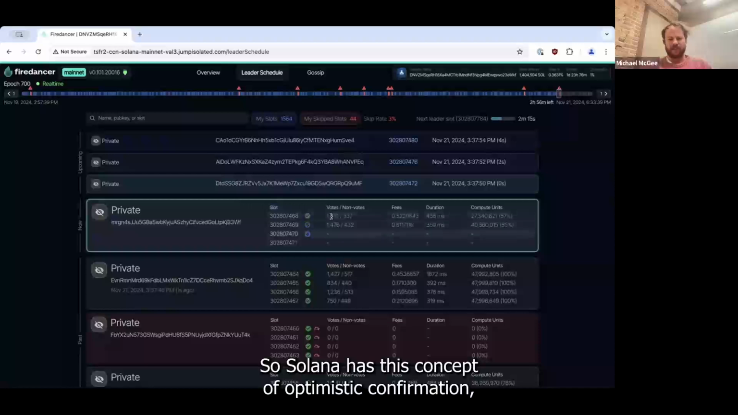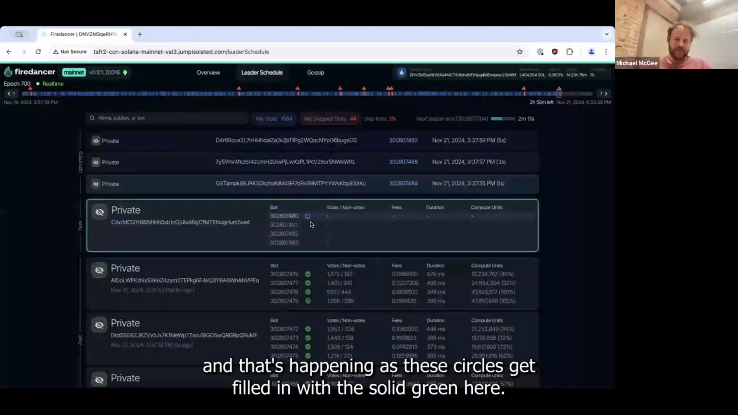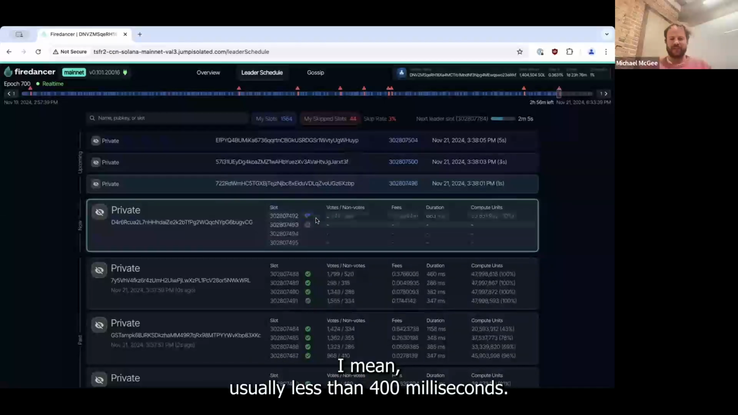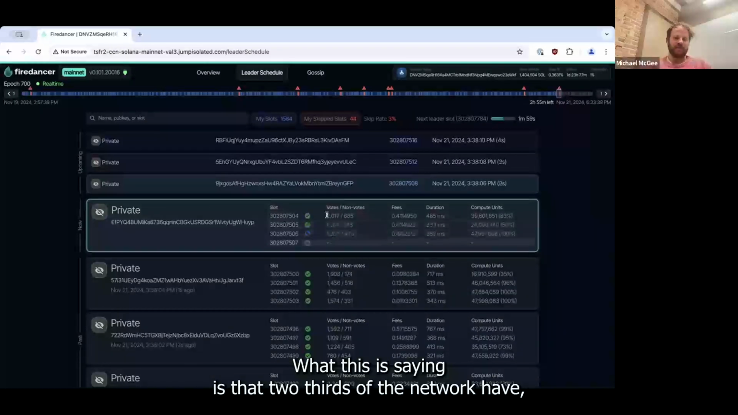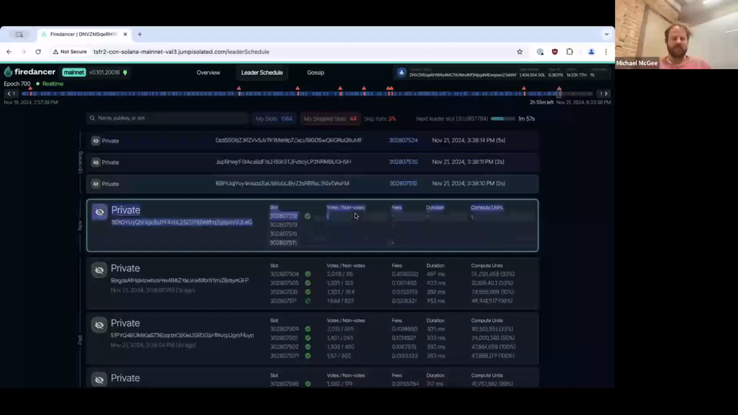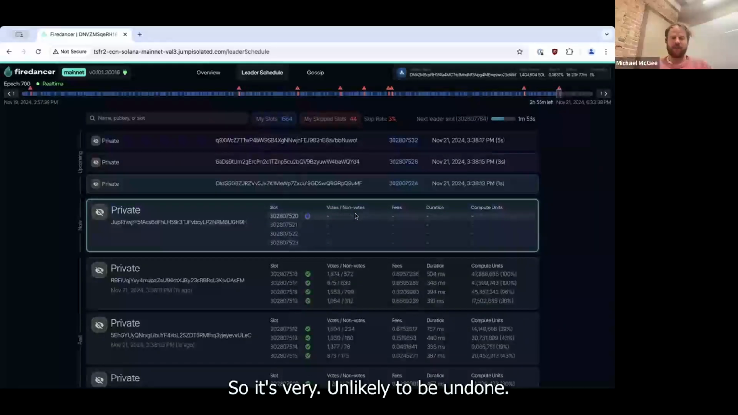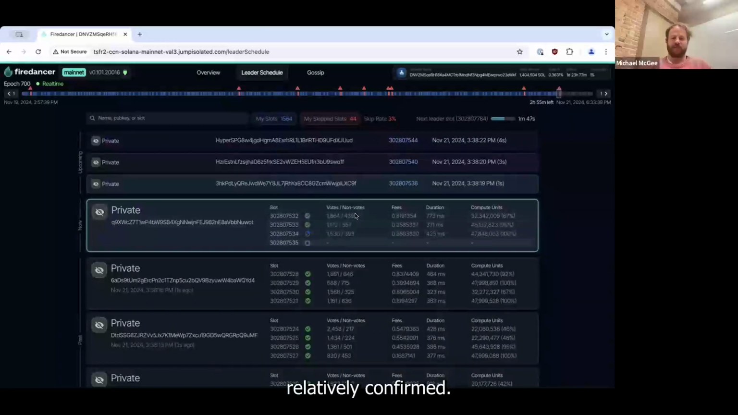So Solana has this concept of optimistic confirmation. And that's happening as these circles get filled in with the solid green here. It's just very, very quickly. I mean, usually less than 400 milliseconds, sometimes 100 milliseconds after the slot completes. What this is saying is that 2/3 of the network, I believe it's 2/3 of the network, have voted that that block is valid. So it's very unlikely to be undone. And this is kind of a safe point to say, okay, the transaction is relatively confirmed.